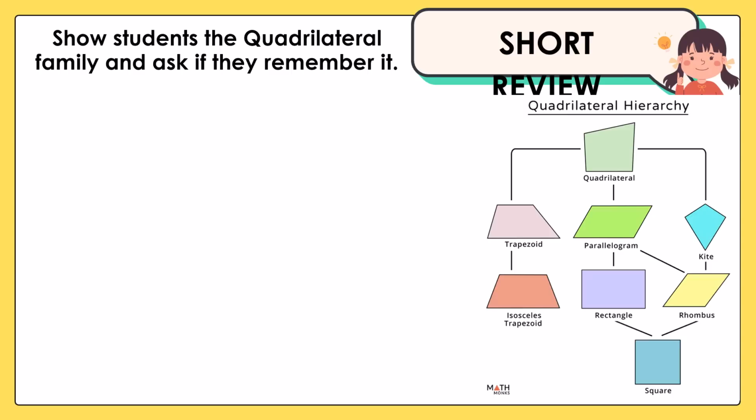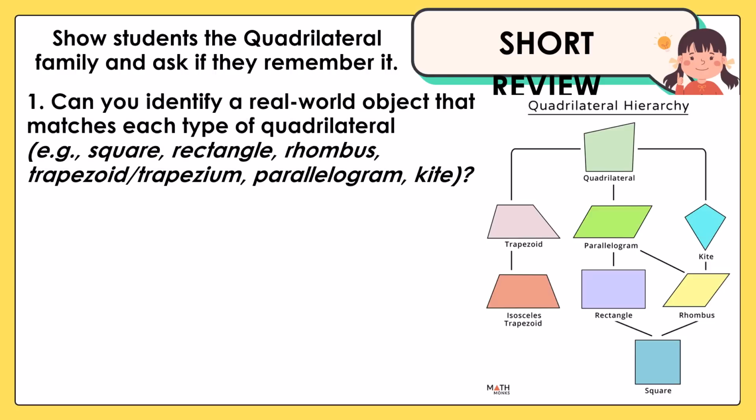Show students the quadrilateral family and ask if they remember it. Here are the questions. Number 1. Can you identify a real-world object that matches each type of quadrilateral? Example, square, rectangle, rhombus, trapezoid or trapezium, parallelogram, kite?